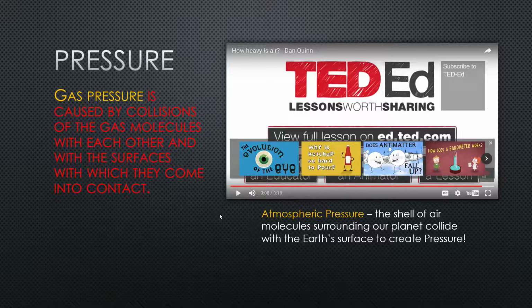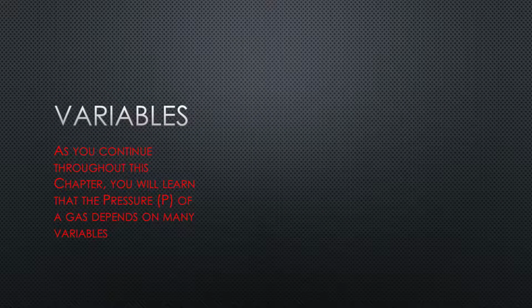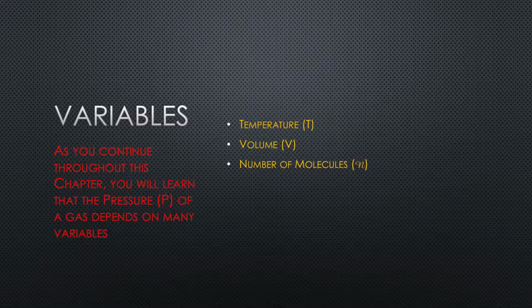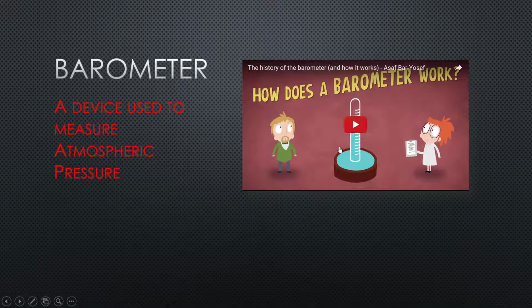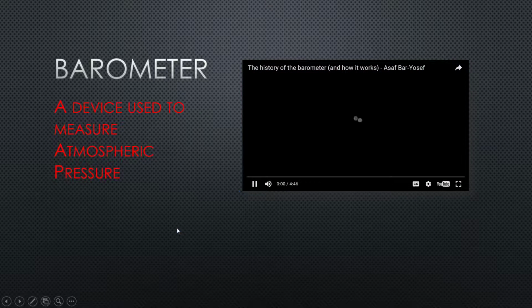There's some really interesting demonstrations that Mr. Lowry and I will show you revolving around atmospheric pressure, so something to look forward to. As you continue throughout this chapter, you'll learn that the pressure of a gas depends on many different variables. We'll be talking about temperature, the volume of the gas, and also the number of gas molecules. A barometer is a piece of equipment that allows us to measure atmospheric pressure. Here's one last short video showing you how a barometer works.